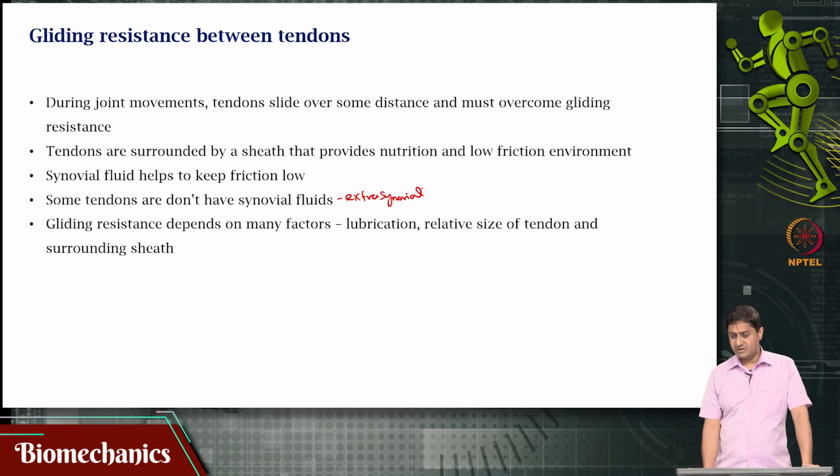So, if tendons are going to slide and glide over this, the amount of gliding resistance depends on many things. Of course, you would expect that this kind of friction will not have a contact area dependence, but that is not actually true. The relative size of the tendon and the surrounding sheath plays a role, and the amount and quality of lubrication plays a role. So, gliding resistance depends on lubrication, relative size of the tendon and the surrounding sheath, and such factors.